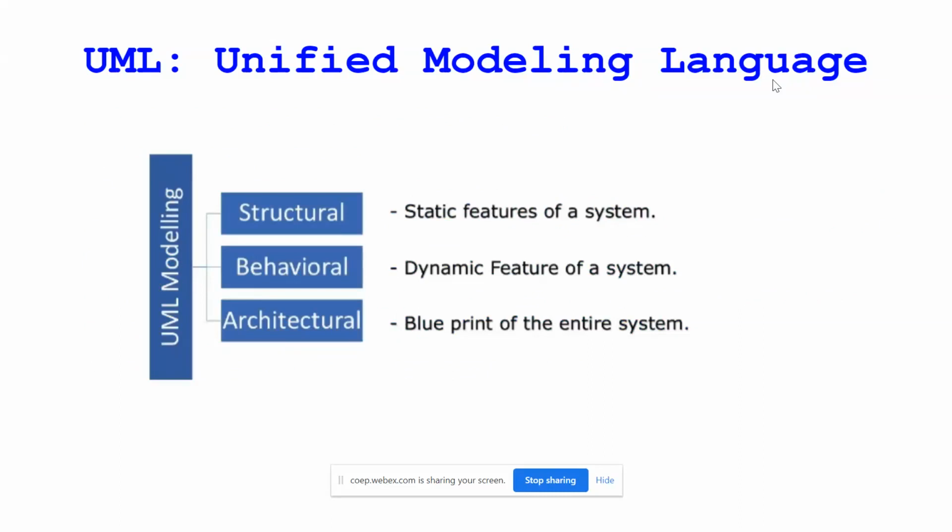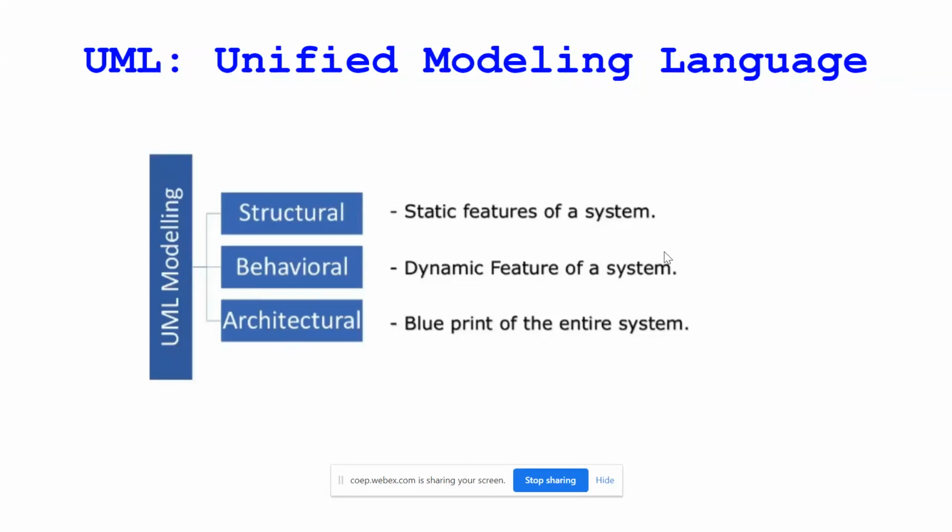Behavioral modeling represents the dynamic features of the system, and the last one, as the name indicates, architectural modeling, is a blueprint of the entire system. It's the architecture of that entire system that we can see. Now, the class diagram and object diagram come under structural modeling, and use case diagrams come under behavioral modeling, right?